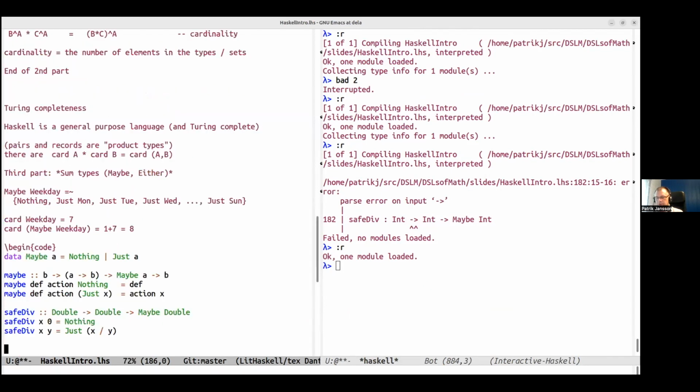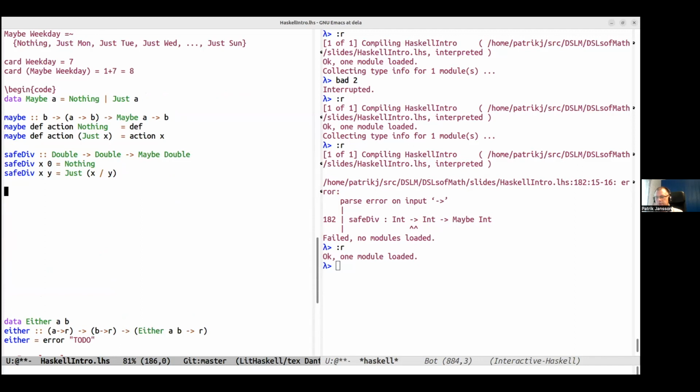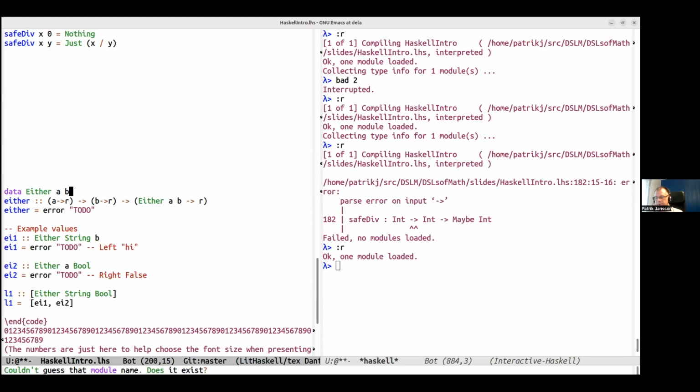Okay, so that was the maybe type, and then the last example is the either type. So either is a generalization. It's basically A plus B. So it's a union or disjoint union, also sometimes called a tagged union. So either A B is a type which is either left A or right B.